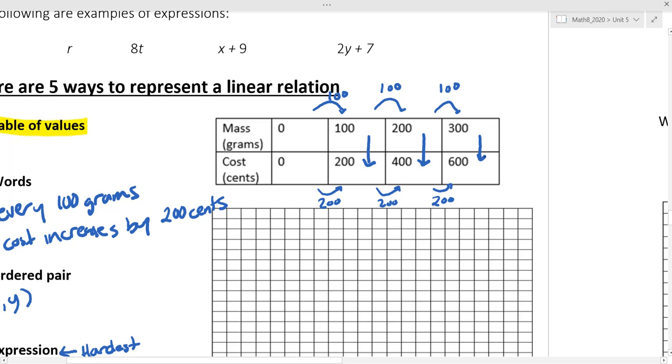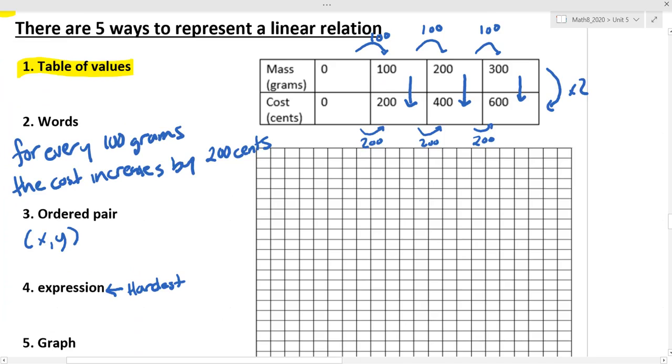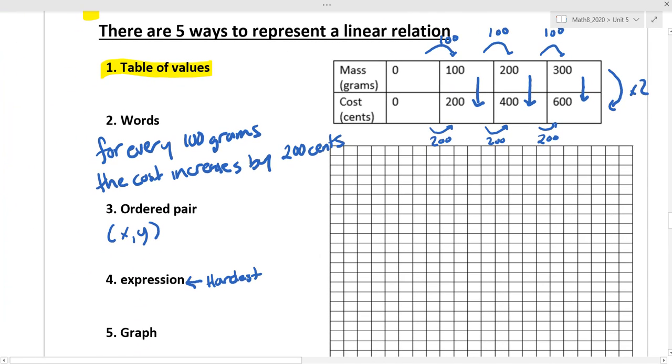Dividing by... Gordon? Timesing by 2, yeah. Timesing by 2. To go from here to here, we times by 2. So we can say that the expression is the cost is now 2 times the mass. All right?